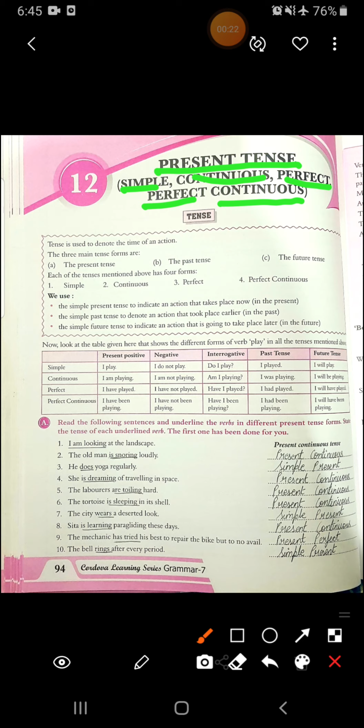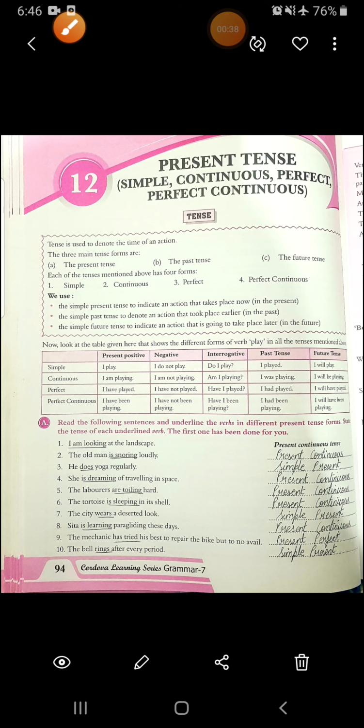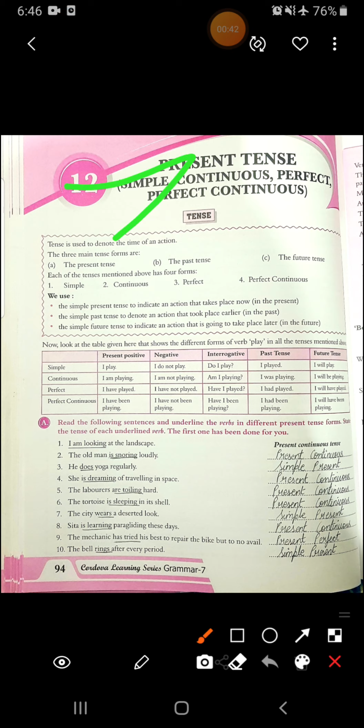Alright. Now, what is tense? And why is tense used? Tense is used to denote the time of an action. What is the time? Like it's done in present tense, future tense, or past tense. So for these, we need tense. What are the three main tense forms? First, you know, that is present tense. Second, past tense. Third, future tense.